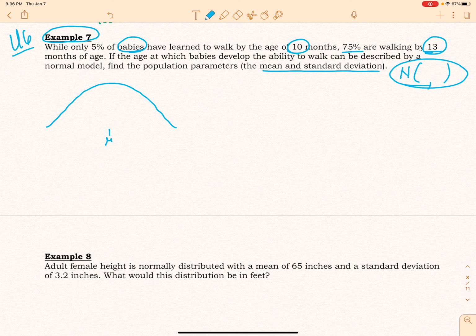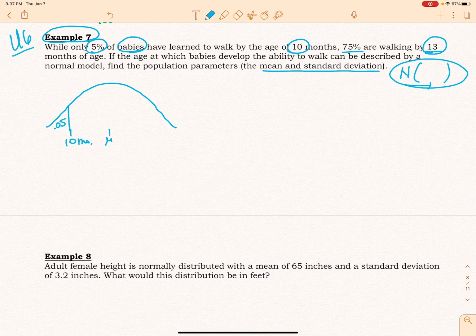So let's think about this. 5% of babies walk at 10 months, and then 75% are walking by 13 months. If this whole curve represents 1, 5% is not very much of it, and 75% is a lot of it. So it would stand to reason that the 10 months would be below the mean, somewhere over here, and that this is going to represent 5%.